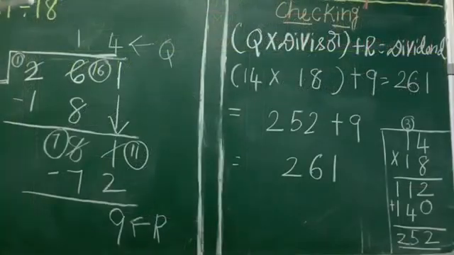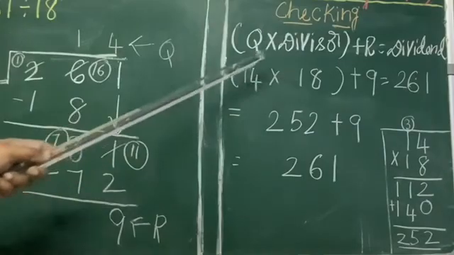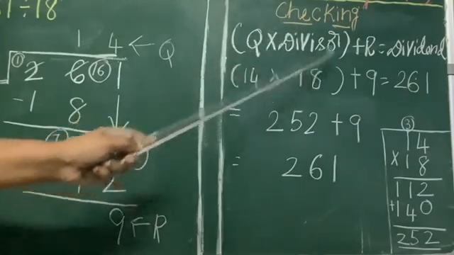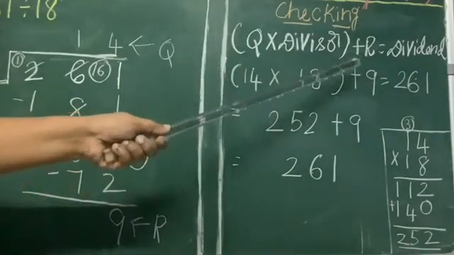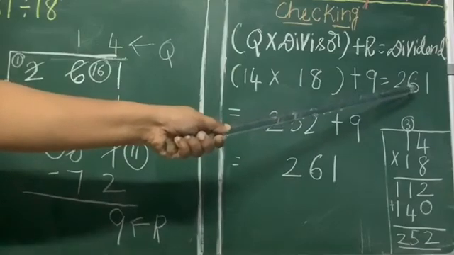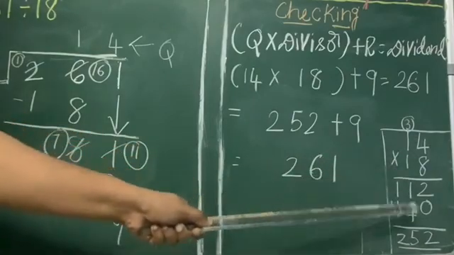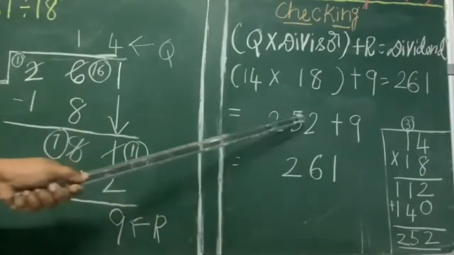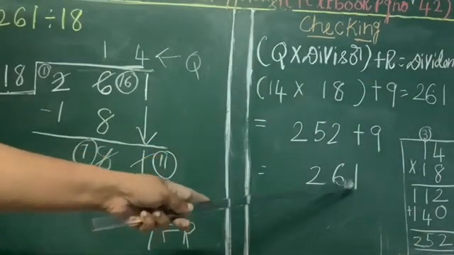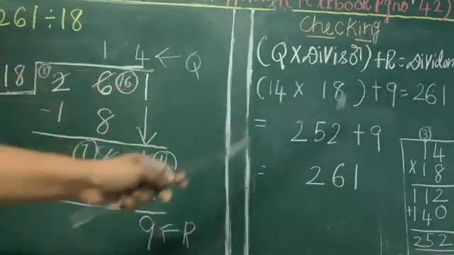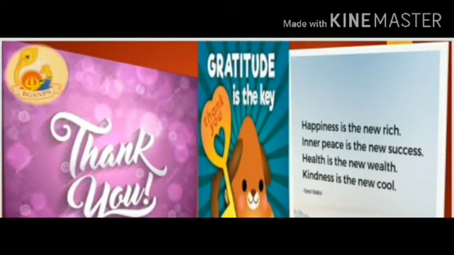Yes, children. Now here I have substituted the values of the quotient and the divisor. 14 is the quotient, divisor is 18, remainder is 9 and dividend is 261. If you solve everything on the left hand side, you should get the answer that is there on the right hand side. Now what is 14 into 18? I have multiplied here. 14 into 18, it comes as 252. Now I have substituted here. 252 plus 9 is equal to 261. So you got this answer 261. That means your division is correct, children. Is it clear? And have a nice day ahead, children.